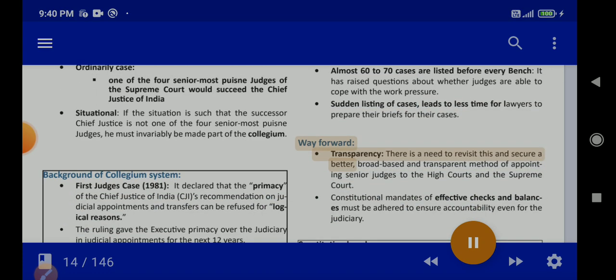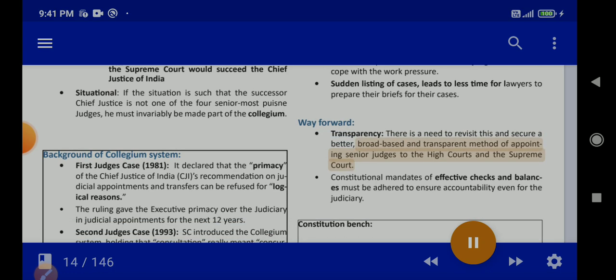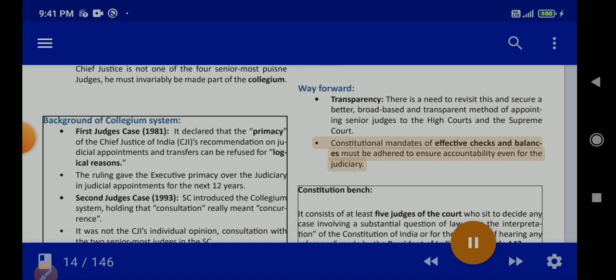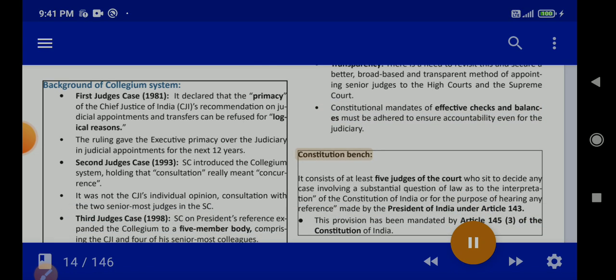Way forward: transparency. There is a need to revisit this and secure a better, broad-based, and transparent method of appointing senior judges to the High Courts and the Supreme Court. Constitutional mandates of effective checks and balances must be adhered to, to ensure accountability even for the judiciary. Constitution Bench.